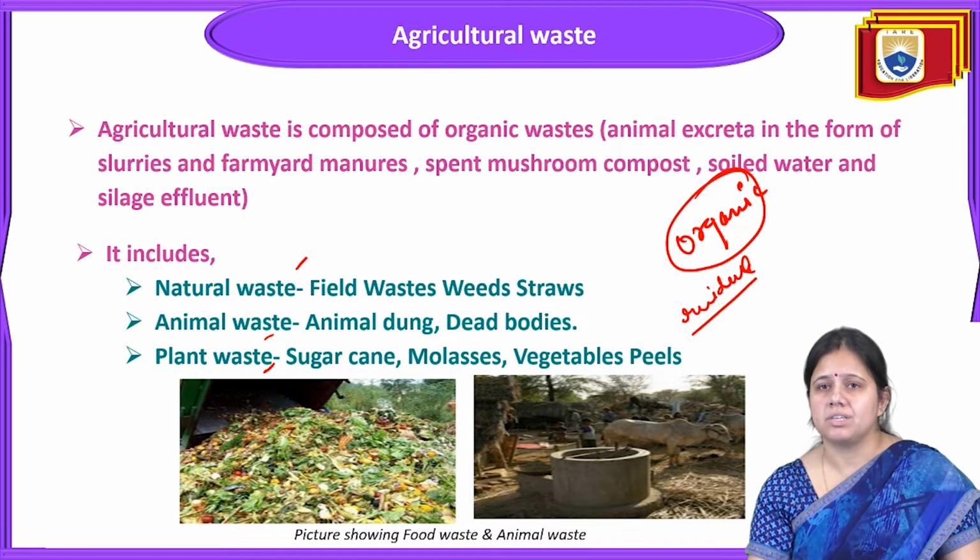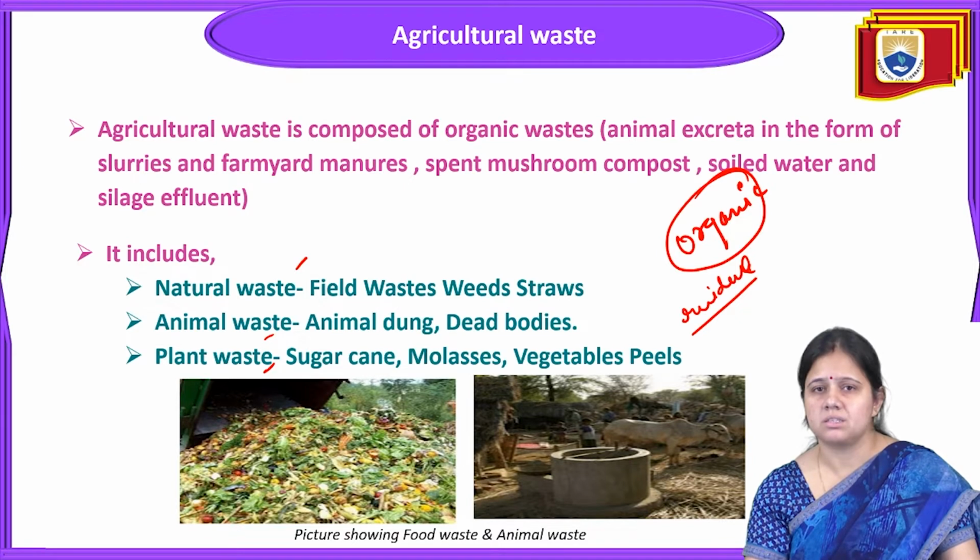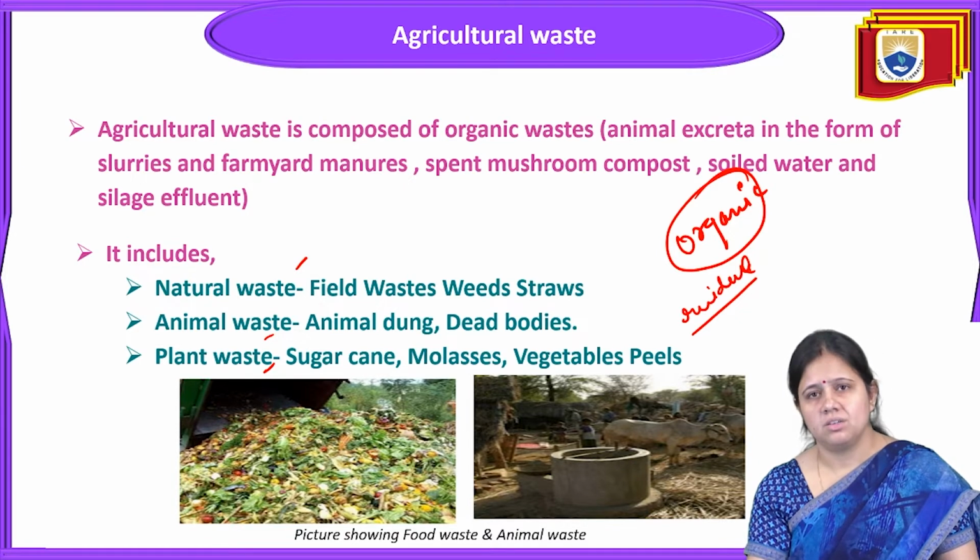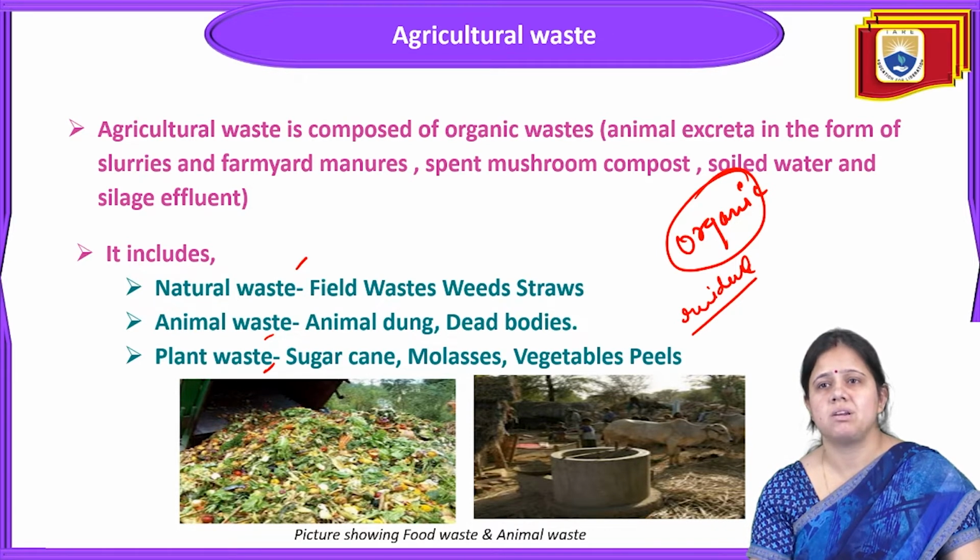Next is animal waste, like animal dung and dead bodies. These are the animal waste generated by agriculture activity. Next is plant waste, like sugarcane, molasses and vegetable peels.